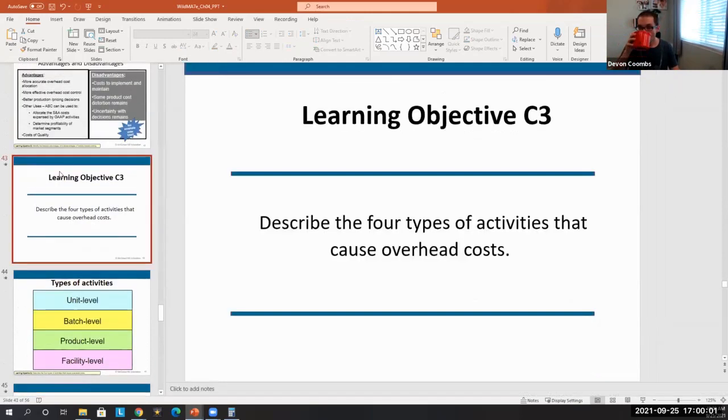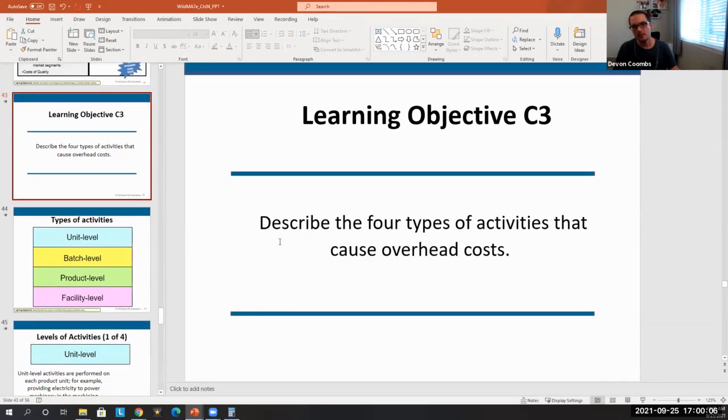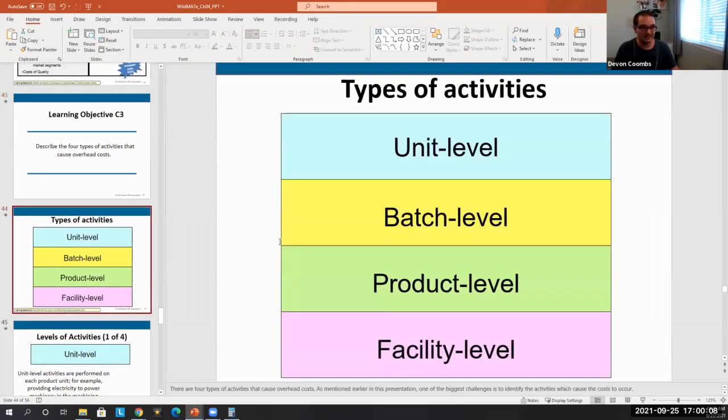Let's keep going down. So what are different types of activities? This is all conceptual, right? These are just frameworks to think by. They're not the gospel, they're not the sole truth. These are just ways to think about it differently if you're getting stuck. So we can think of activities at a unit level, at a batch level, at a product level, or at a facility level. At the unit level, we're talking about the labor hours to build each unit.